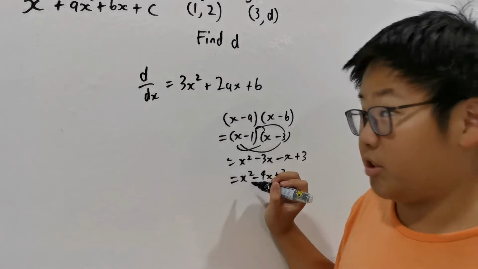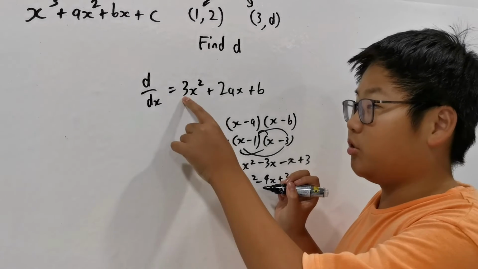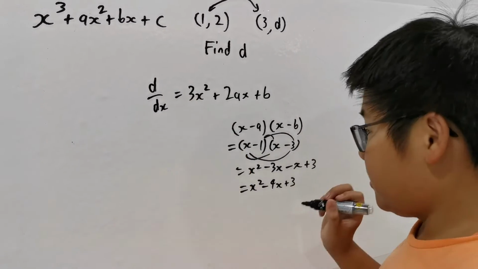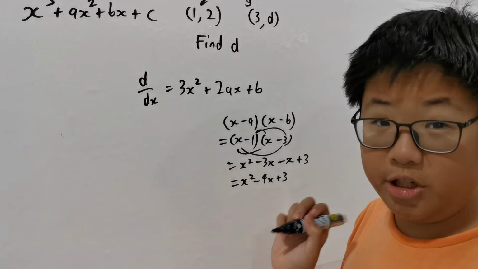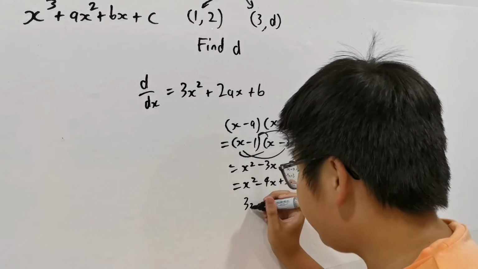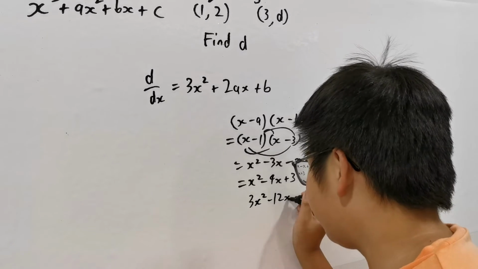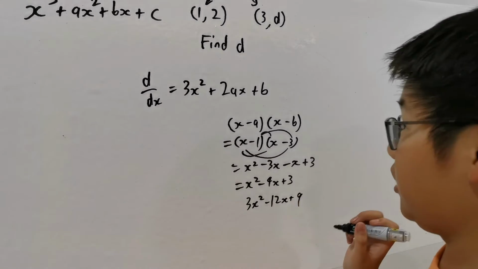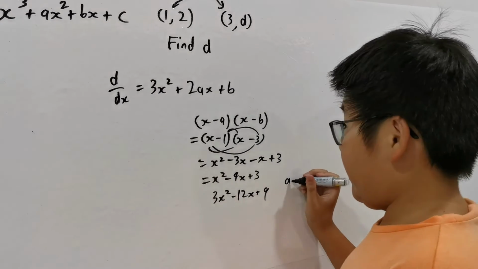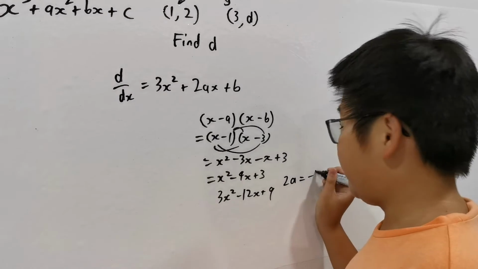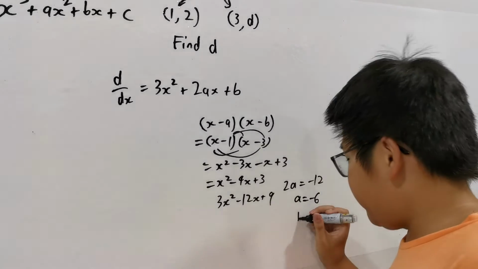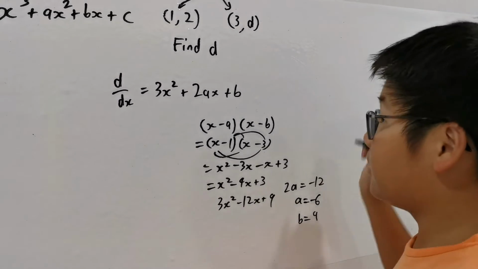Assuming that the x squared has coefficient 1, we can also see that this x squared term has a coefficient of 3. Because stretching a quadratic equation does not change its roots, we can put 3x squared minus 12x plus 9 as the quadratic equation. Now to find a and b. 2a equals minus 12, a equals minus 6, and obviously b equals 9.